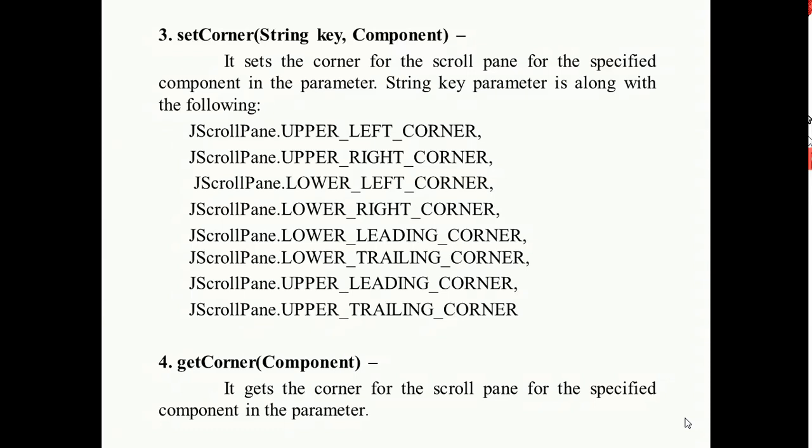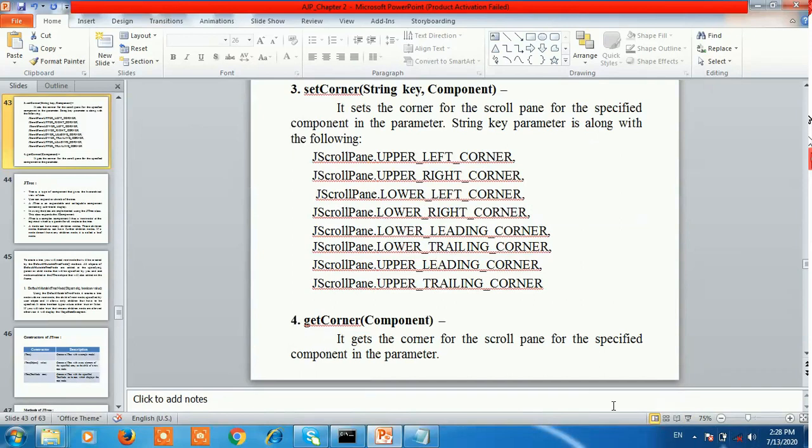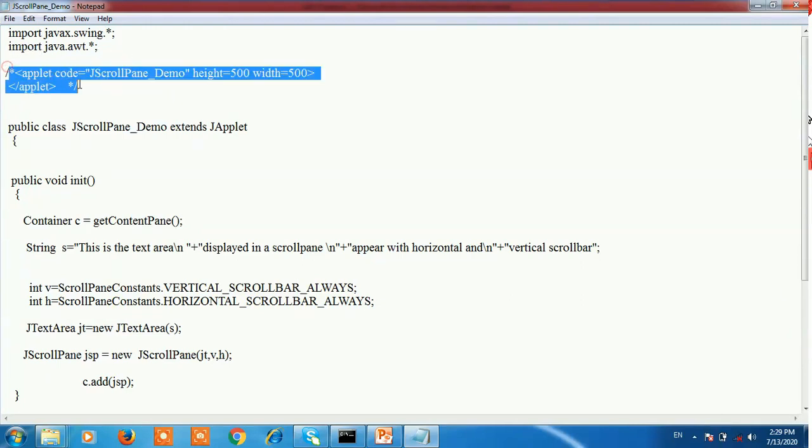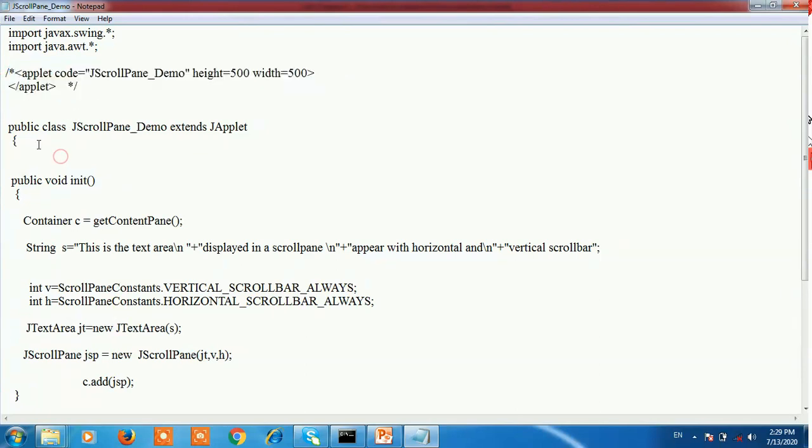Now see one example of the JScrollPane. First import two packages: import javax.swing.* and import java.awt.*. After that, this is the applet code, in which we define the height and width of the applet window. Next, create a class JScrollPaneDemo that extends JApplet. In the init method, create an object of the container: Container c = getContentPane().